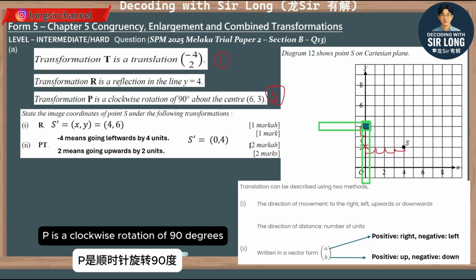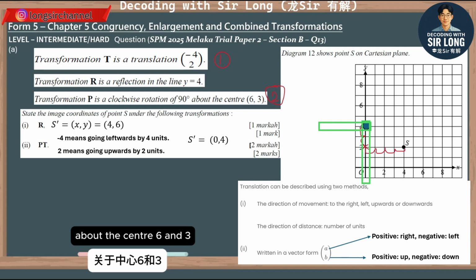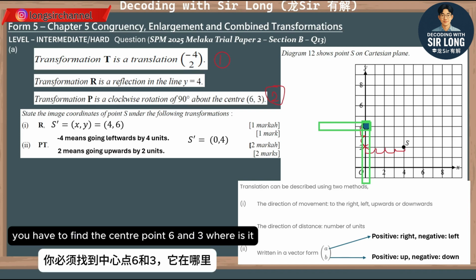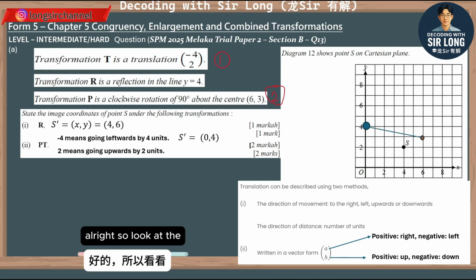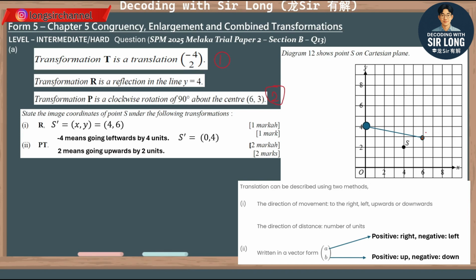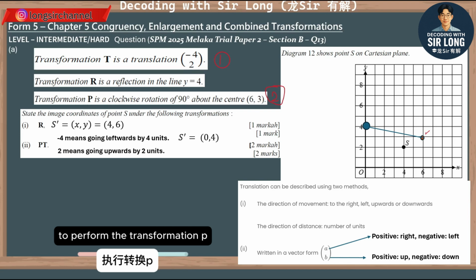P is a clockwise rotation of 90 degrees about the center (6, 3). Before we start moving, you have to find the center point. (6, 3), where is it? Alright, so look at the small dot, the orange dot, and this is the center point to perform the transformation P.